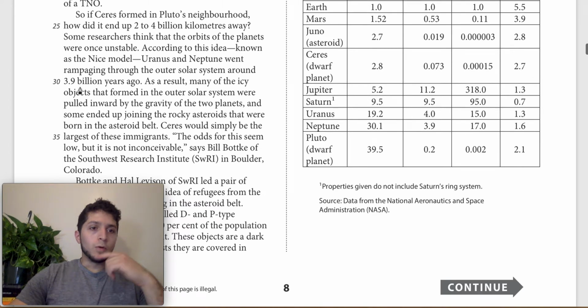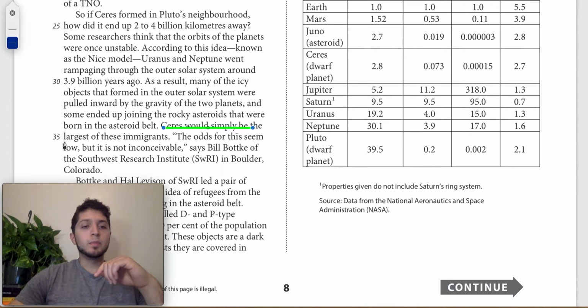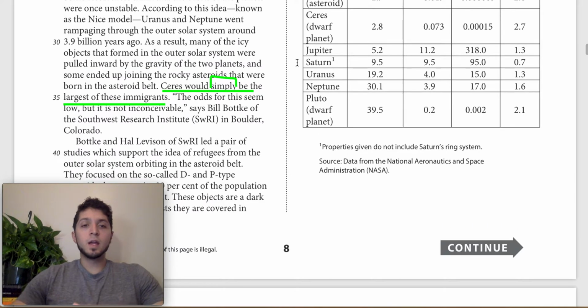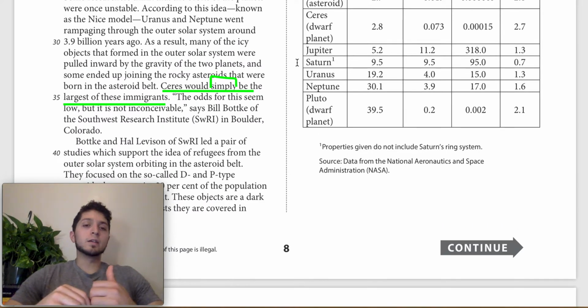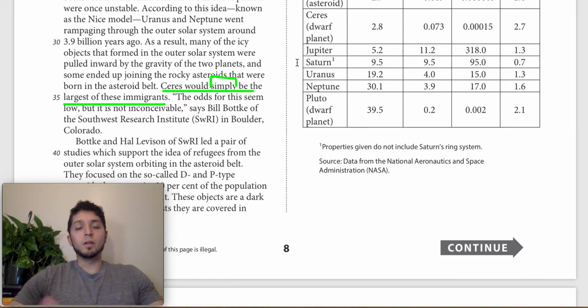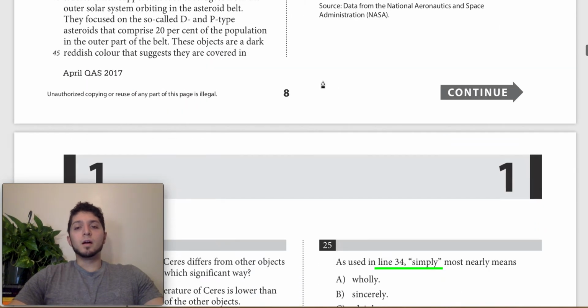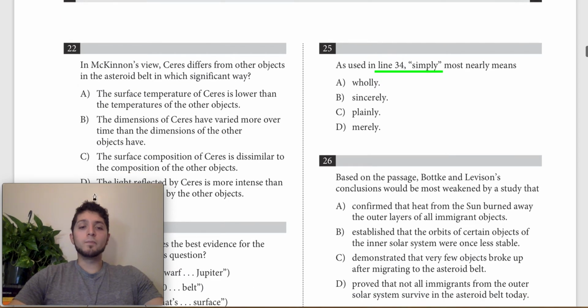Here, line 34, we have Ceres would simply be the largest of these immigrants, and simply is the word that we're looking for, right? We've got to figure out how it is being used, and then which answer choice could best replace that. The way I read this is just Ceres would just be the largest of these immigrants. It's explaining the NICE model, which is this model about Uranus and Neptune, basically how Ceres ended up in the asteroid field, and then it's explaining that Ceres would simply be one of the largest of whatever. So the way I read it is just, right? It's saying exactly that. It would just be the largest of these ones.